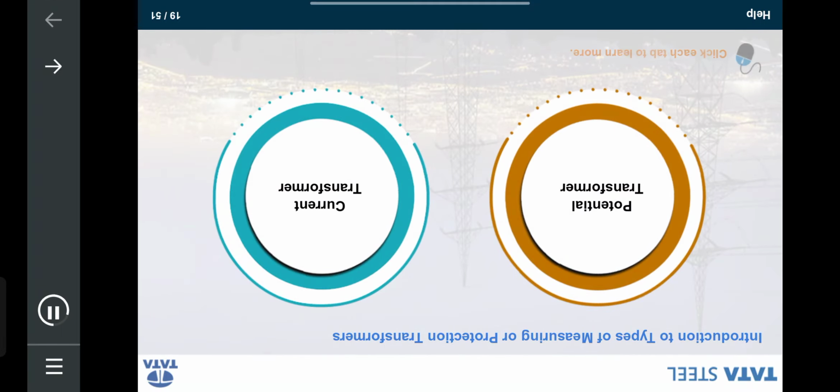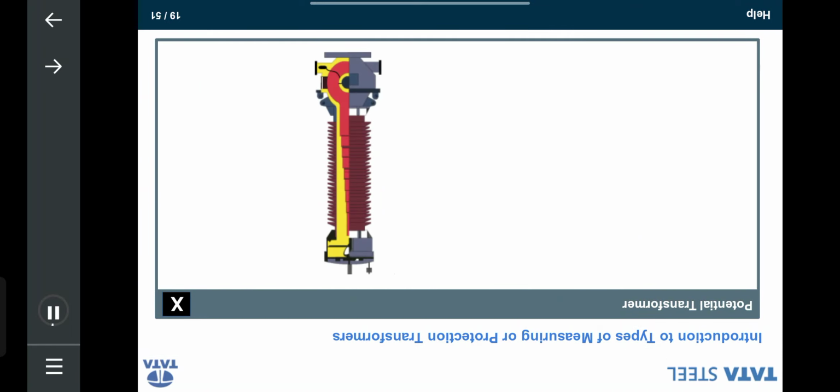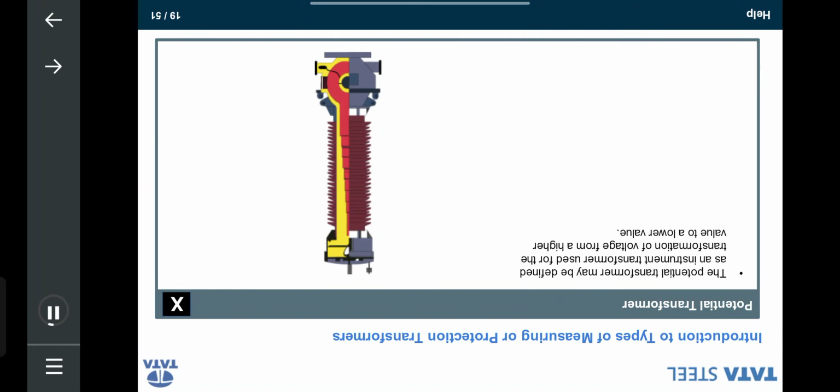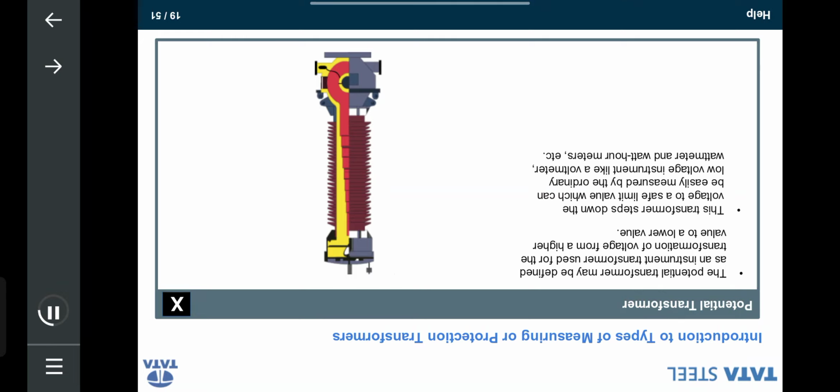Click on each tab to know more. Firstly, the potential transformer. The potential transformer may be defined as an instrument transformer used for the transformation of voltage from a higher value to a lower value. This transformer steps down the voltage to a safe limit value which can be easily measured by ordinary low voltage instruments like a voltmeter, wattmeter, and watt-hour meter, etc.